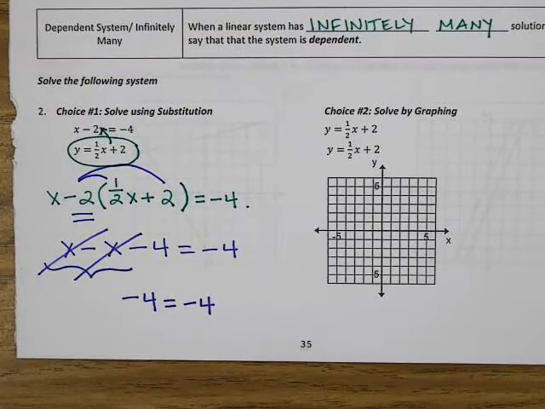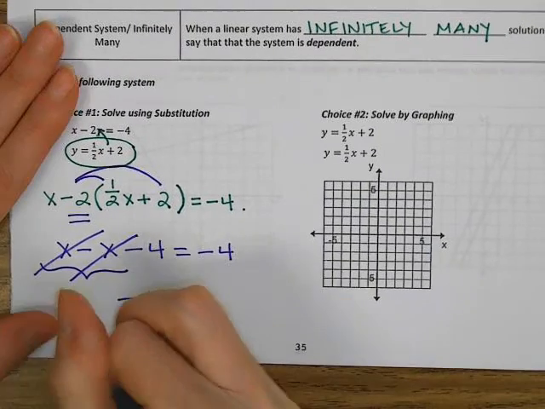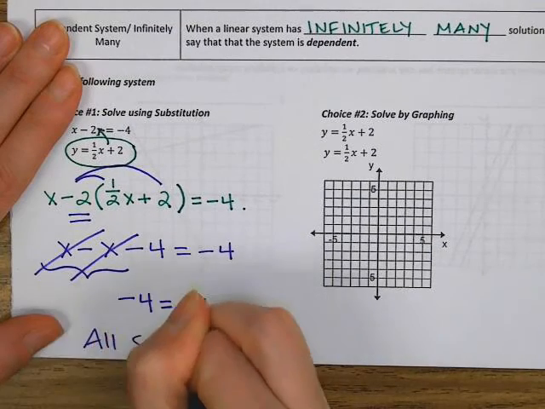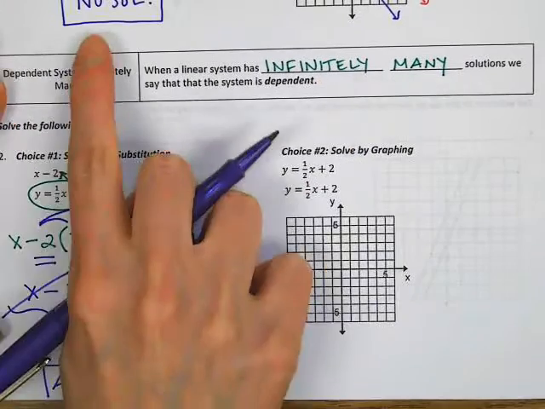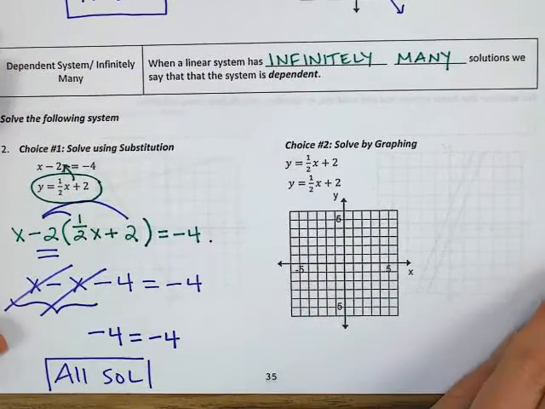So this would be one with all solutions. So you can write all solutions, you can write infinitely many, or you can write dependent. Those all mean the same thing here.